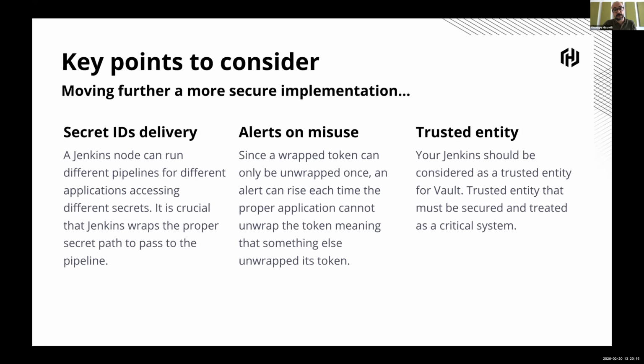This trusted entity should be secured and treated as a critical system. This is key for moving forward to a more secure implementation of your secrets consuming from Jenkins pipelines interfacing with Vault. That's more or less all I want to say to you. I'm switching to a little demo, hoping that it will work.